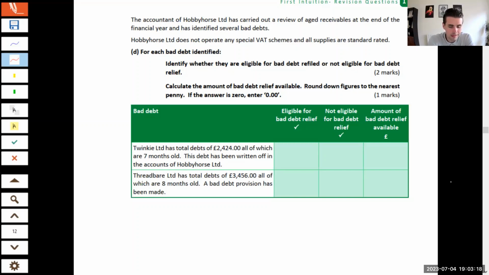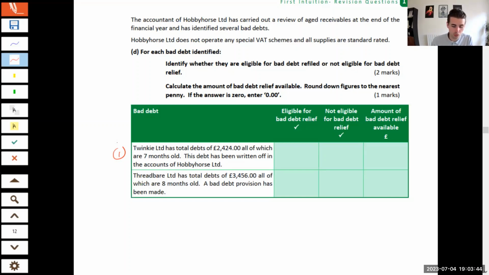And we also need to calculate the amount of bad debt relief available, round down figures to the nearest penny. If the answer is 0, enter 0. Same rules apply. I've got 2 in total. Number 1, Twinkie Limited has total debts of £2,424, all of which are 7 months old.